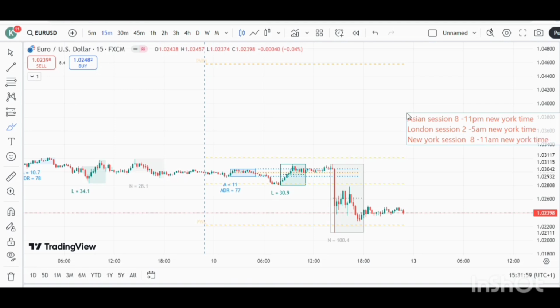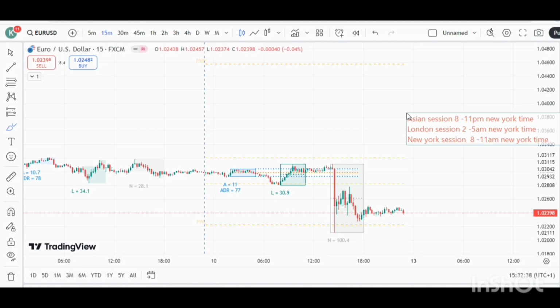So guys, please convert these timings to your time zone. This is New York time. If you're in GMT plus one, GMT plus two, please convert to your time zone. And if you're using MetaTrader 4 or 5, please convert to your broker's time so you can get the Asian range properly, because that's the most important. If you get the Asian range wrong or the timings wrong, you're going to make a lot of mistakes. So please take note of these timings and convert your time properly.